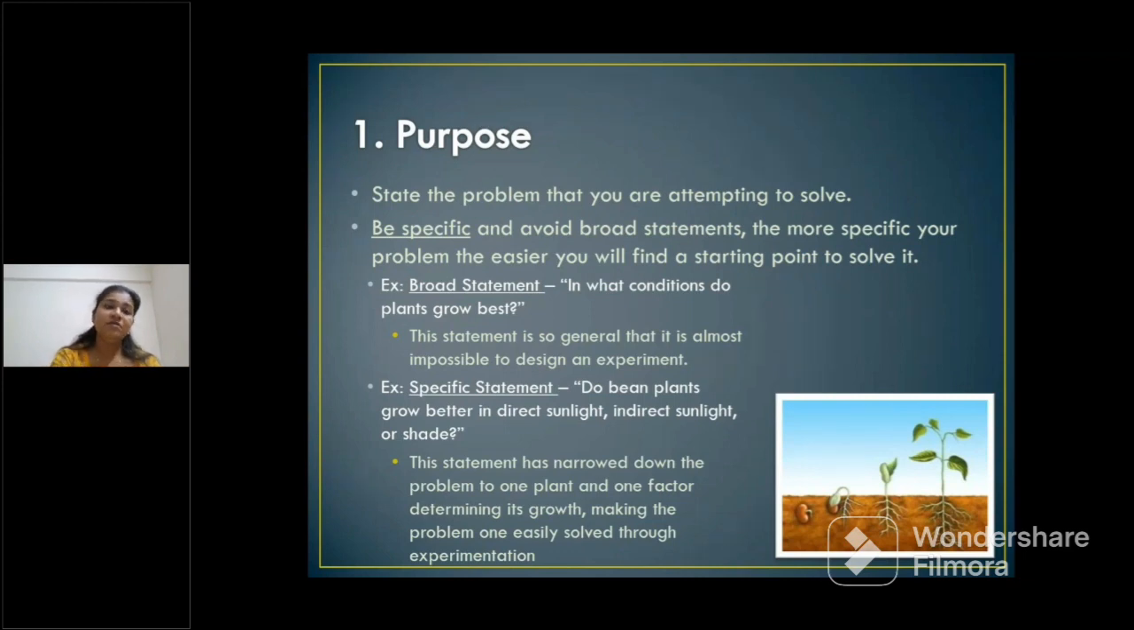Once we have done that, we have to be very specific and avoid broad statements. We already know what problem we are going to talk about, and we have to be specific to that particular problem area and focus on the same problem. Example, broad statement: in what conditions do plants grow best?